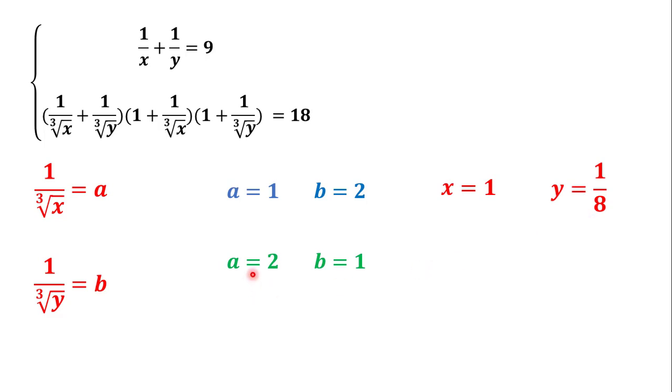In the final step, we need to replace a by 2 and b by 1. So we're going to get x equals 1 over 8 and y becomes 1.